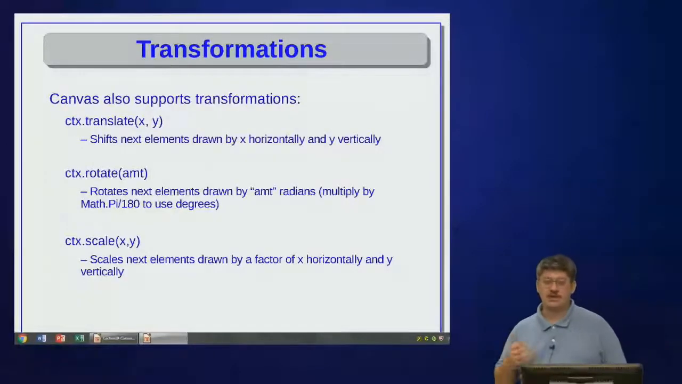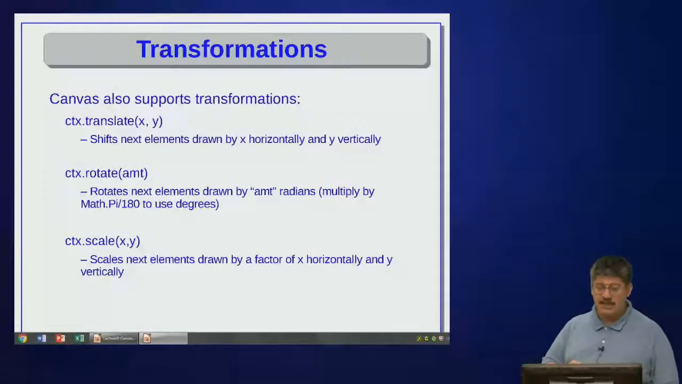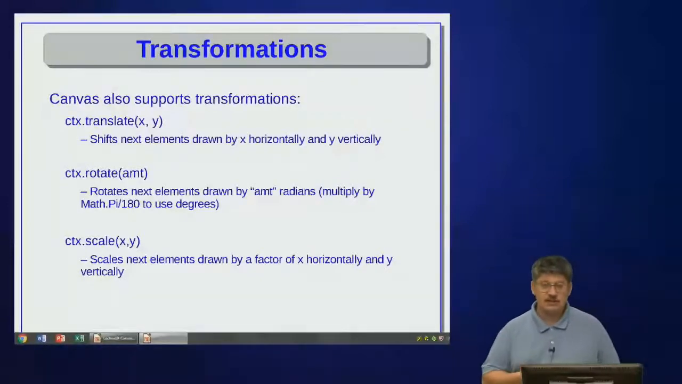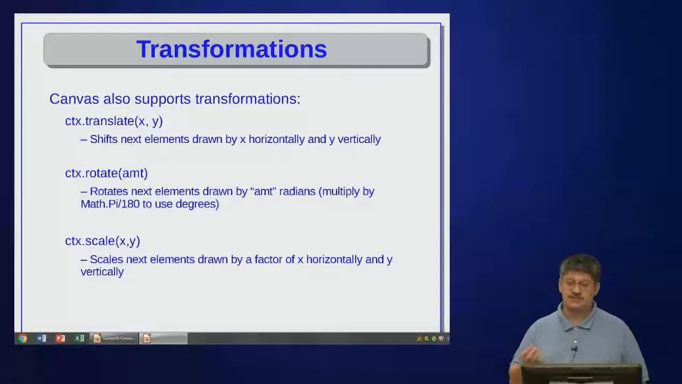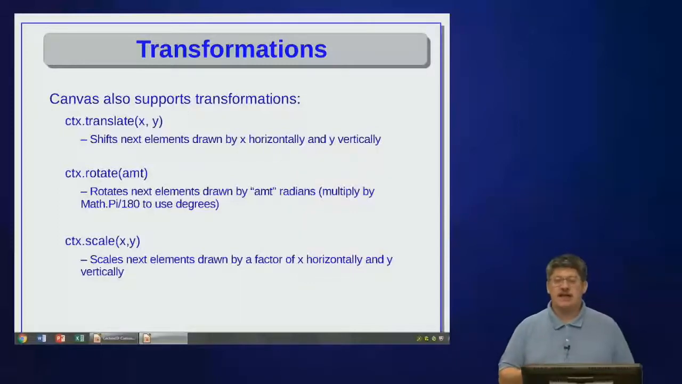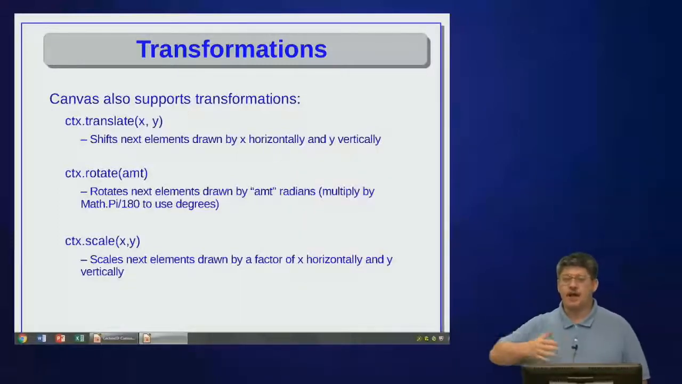I can also perform transformations on the shapes in my canvas. As with SVG, I can perform translations, rotations, and scaling. To translate, I just use X and Y. It's important to note that when I translate, I'm translating all the objects from that point out.